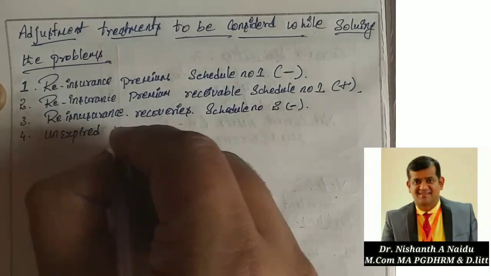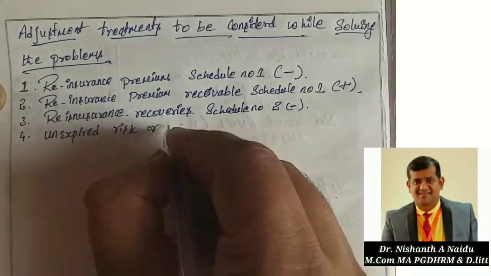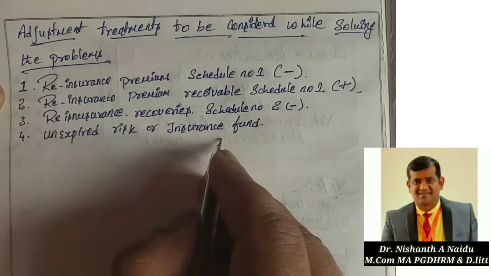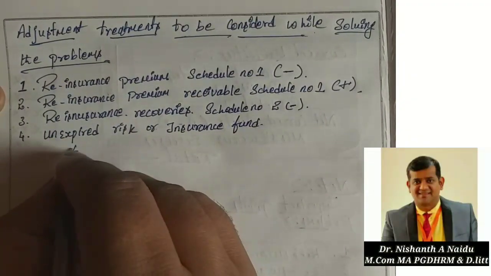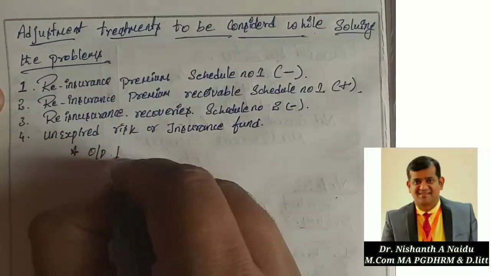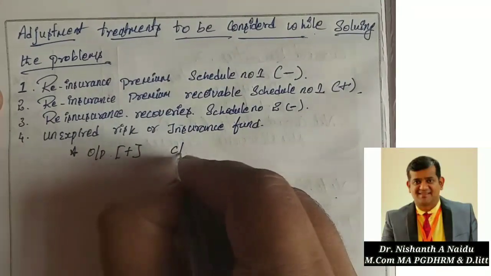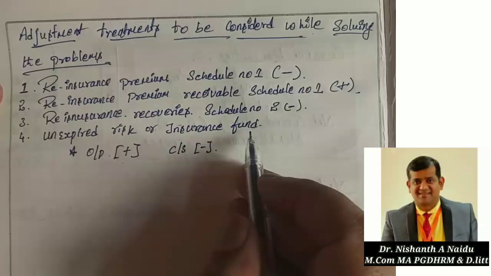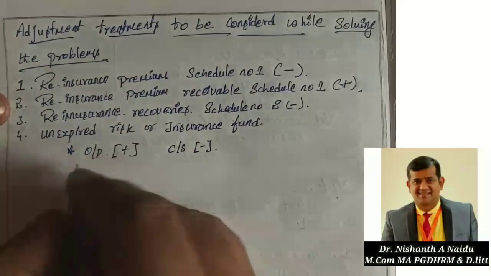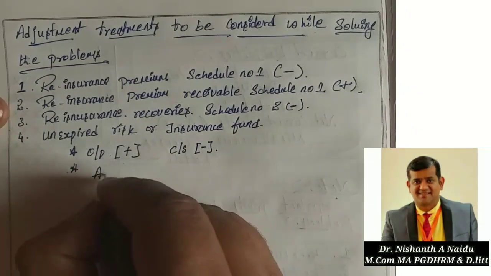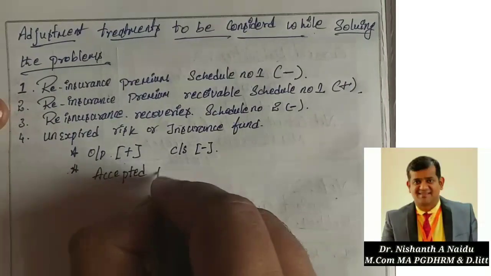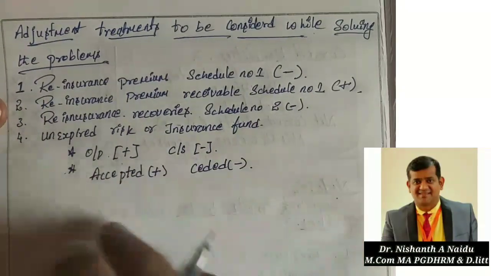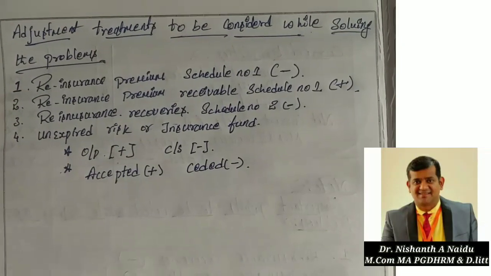Okay, next point 4, unexpired risk or insurance fund. Always remember that, very important. If it is in opening, it should be add. If it is the closing balance, it should be deducted. Opening add, closing deducted. In the same way, unexpired risk accepted, add, and ceded, minus. So you should remember this.